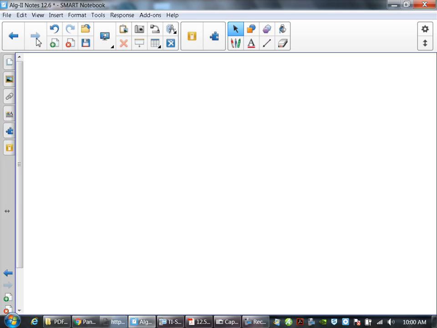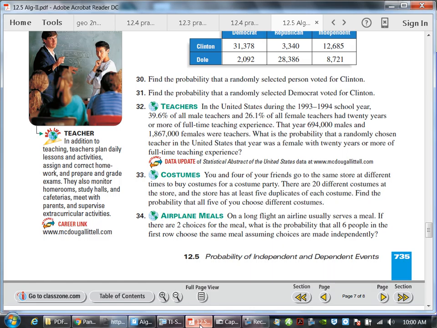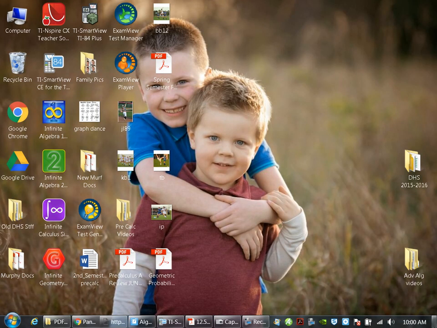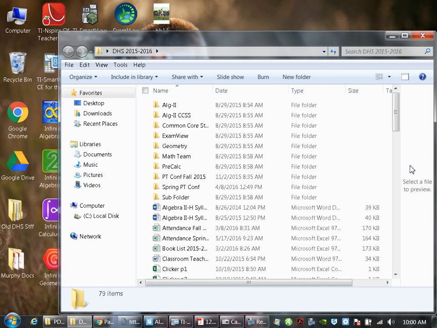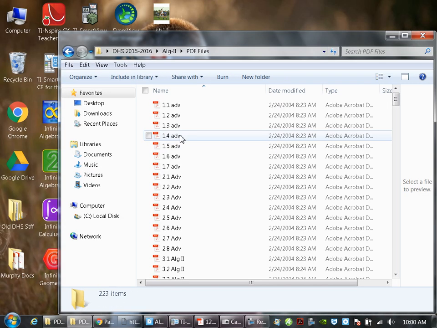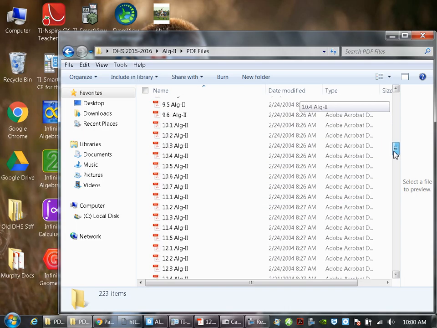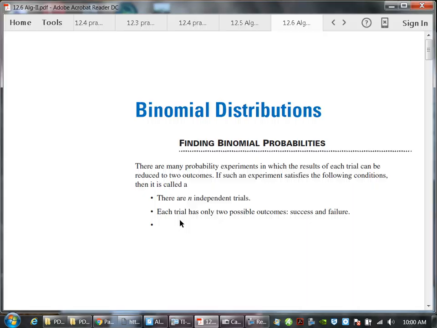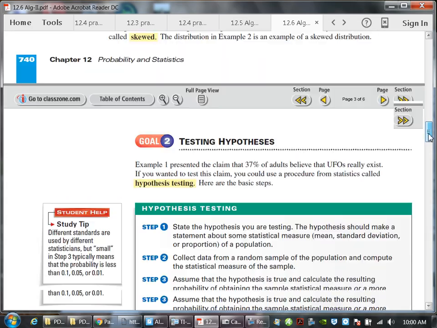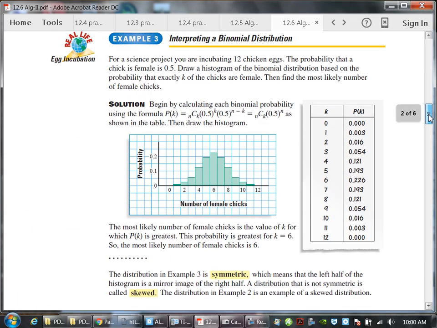So let's look at the example of up to. I'm going to use the book example because it's really clean. So right out of the book, I'm going to look at.